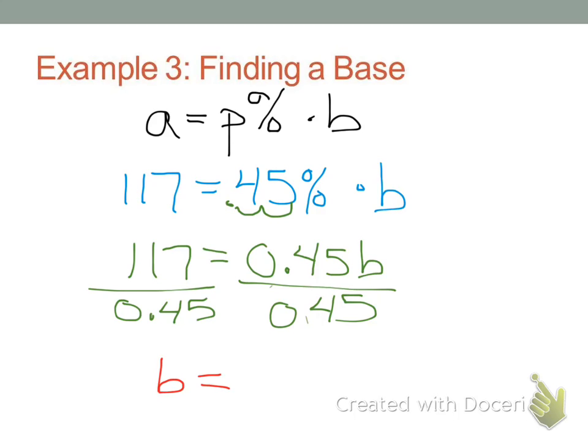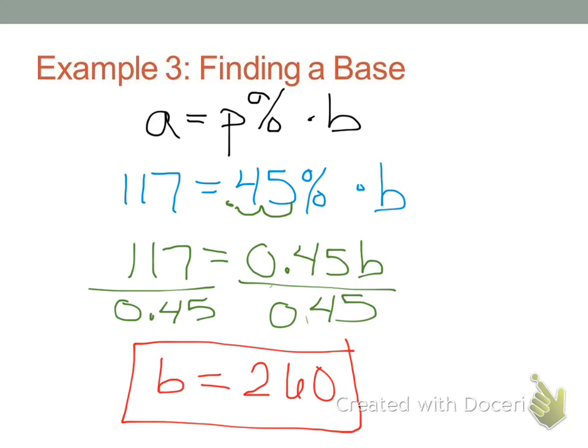B equals? 260. Anybody else have it? What is it? B equals? Kelly, did you get it? Tori, did you get it? Morgan, did you get it? Emery? You should have gotten 117 divided by 0.45. It's 260. Okay? So this is very similar, again, to what we've been doing so far in this chapter, except before I was using a proportion, now I'm using an equation.